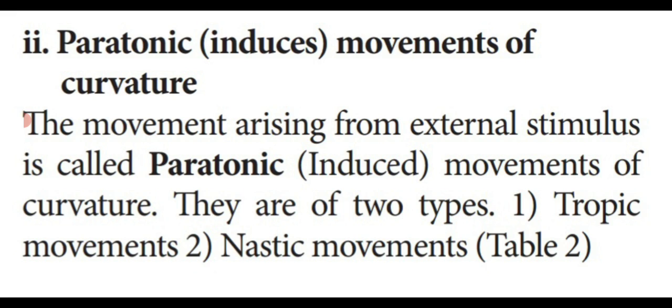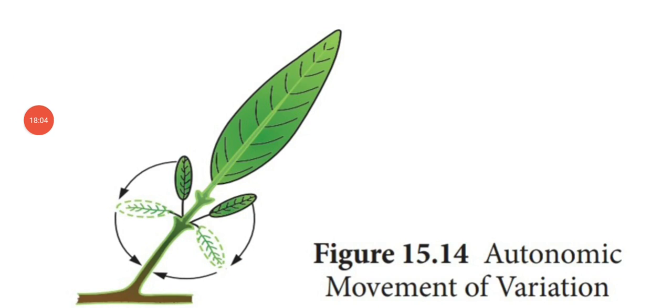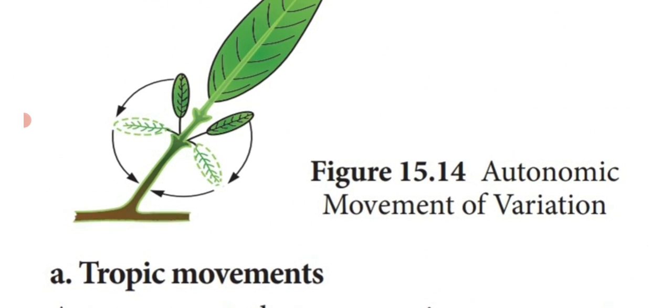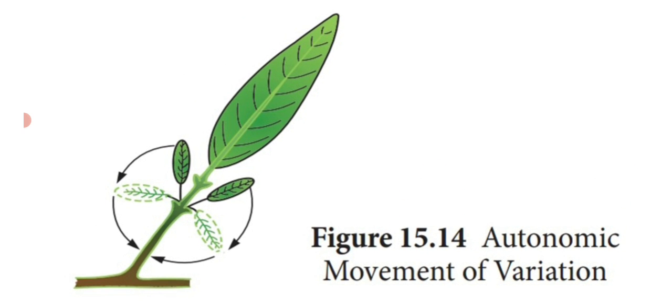Important 3-mark question. Paratonic movement of curvature is another type. The movement arising from an external stimulus, that means an outer environmental factor, is called paratonic movement, divided into two types: tropic movement and nastic movement. First, we are going to see the tropic movement. Before that, see the diagram.